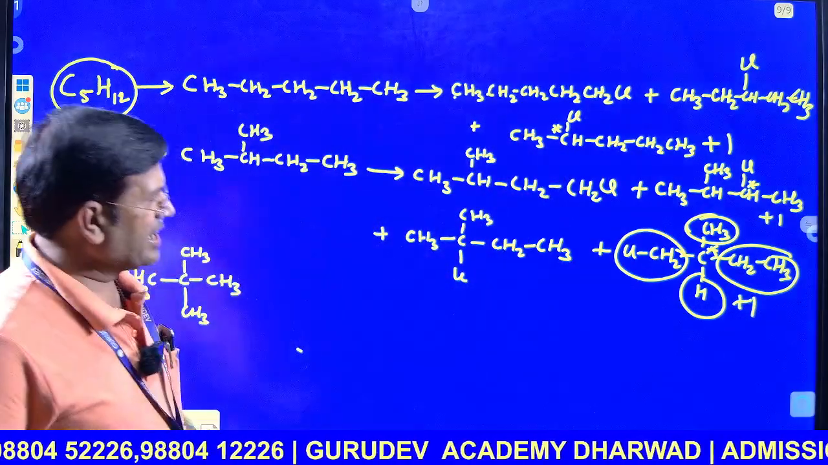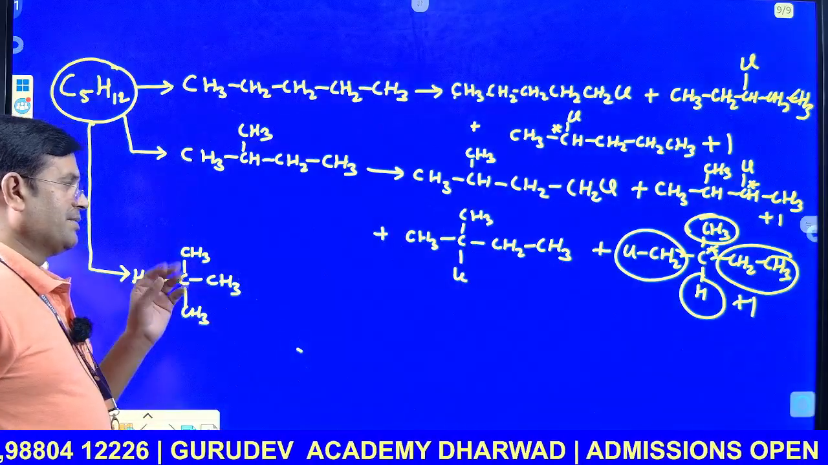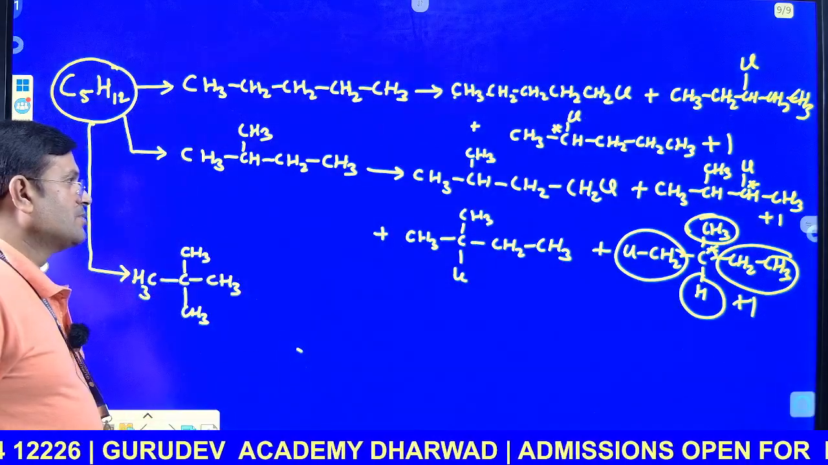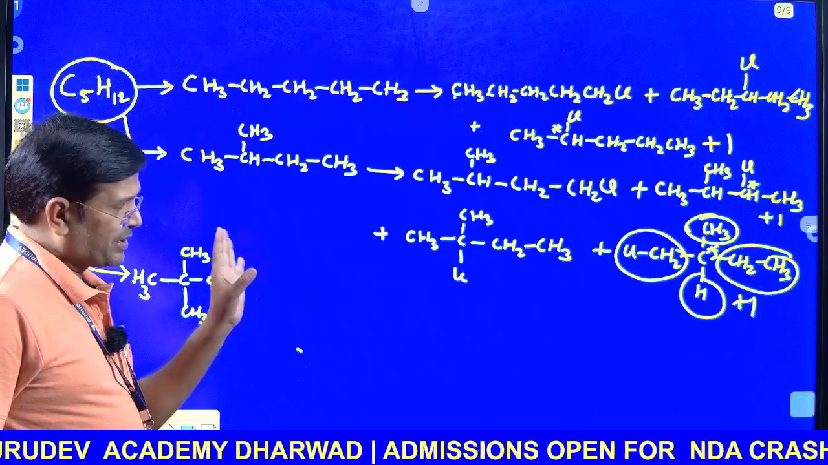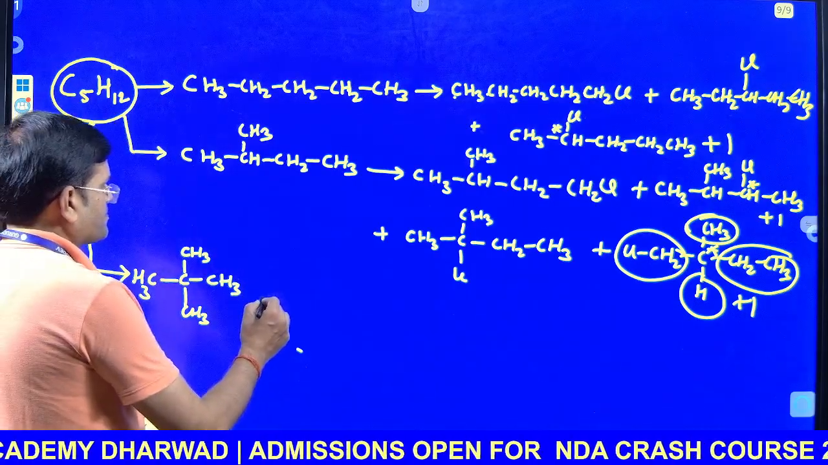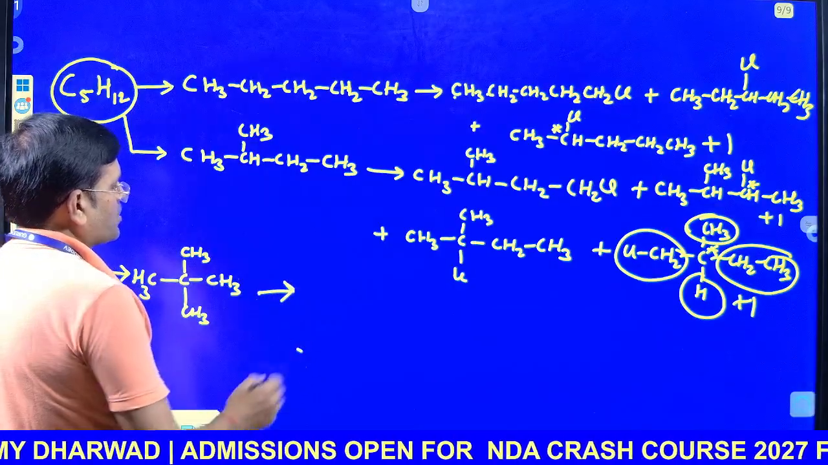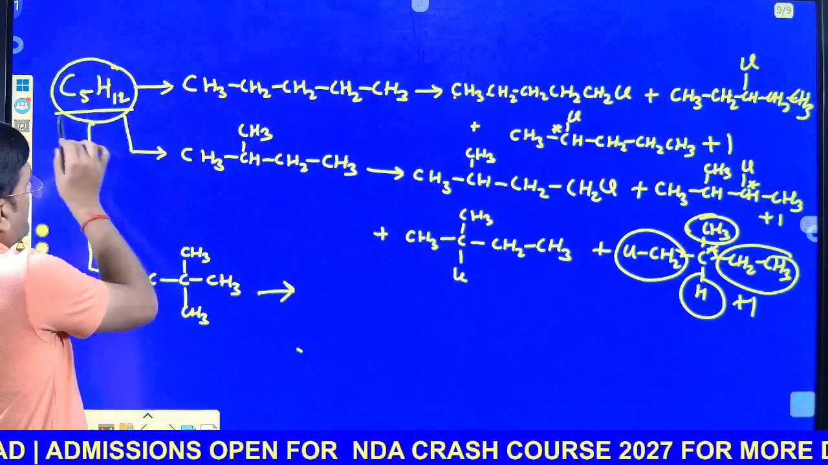But in JEE and NEET, stereoisomers are not asked, only how many products will form is asked. So this is the way you will be able to predict how many products will form. Now, see the last one. If you do the monochloro substitution of this one, actually this is the formula of pentane.